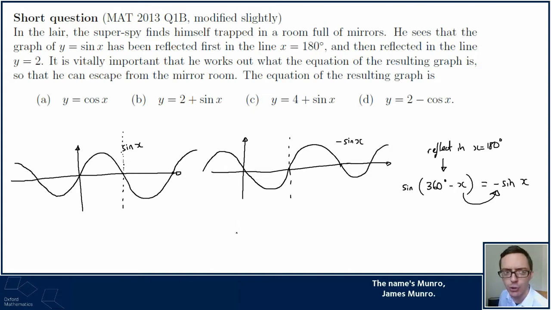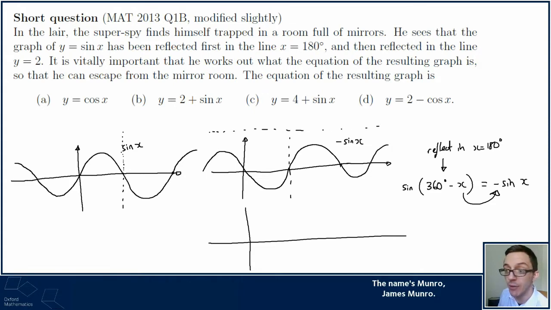Okay, next thing we're going to do is we're going to reflect it in the line y equals 2. Here's me trying to imagine that. So now I'm reflecting it in the line y equals 2, which is way up here, right? Way up here. And when I reflect it, this bit's going to turn over and go really high. Okay, so I guess I'll get this bit up here.